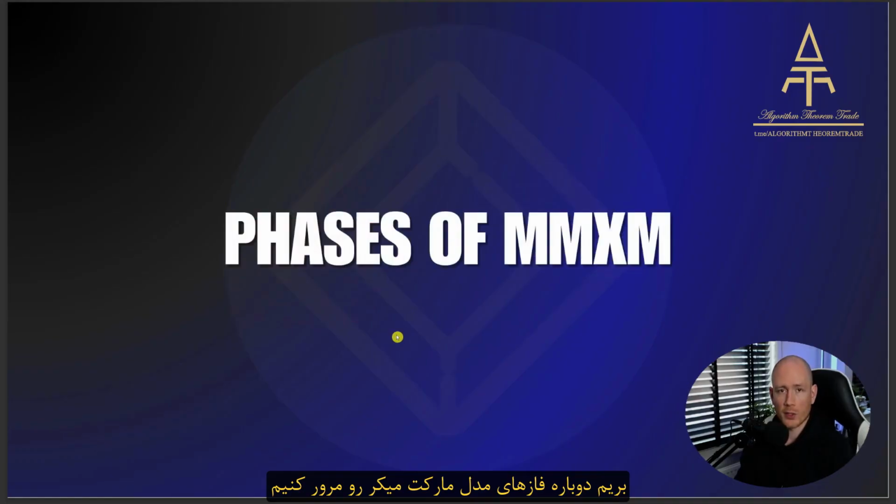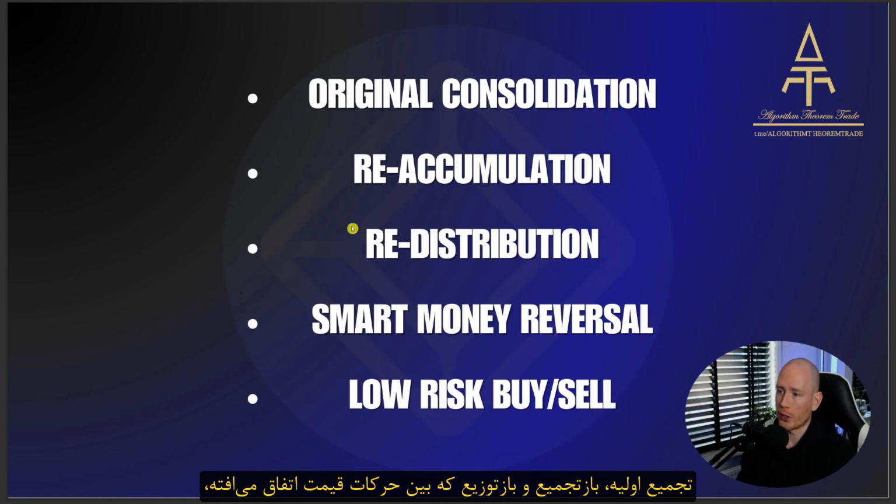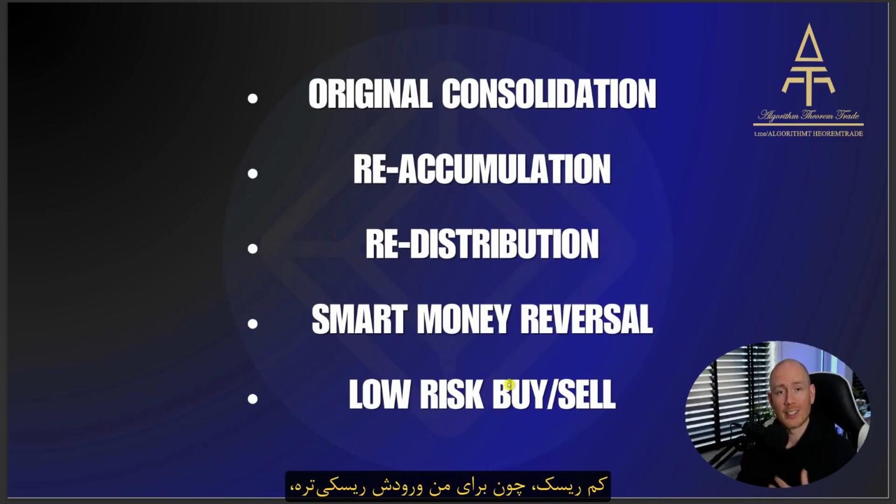Let's go over the phases of the market maker model again. Like I just explained, we want to see these types of phases: original consolidation, reaccumulation and redistribution that happens in between the price legs, and then smart money reversal. This has to happen in a key level, and then the low risk buy and low risk sell. Low risk because for me, it's riskier to get in, so you put on lower size on your position, so lower risk.